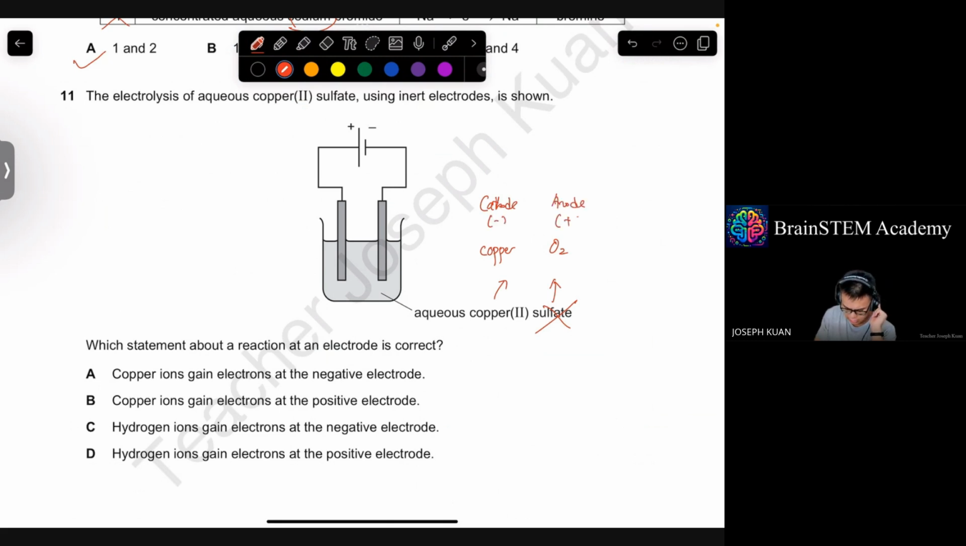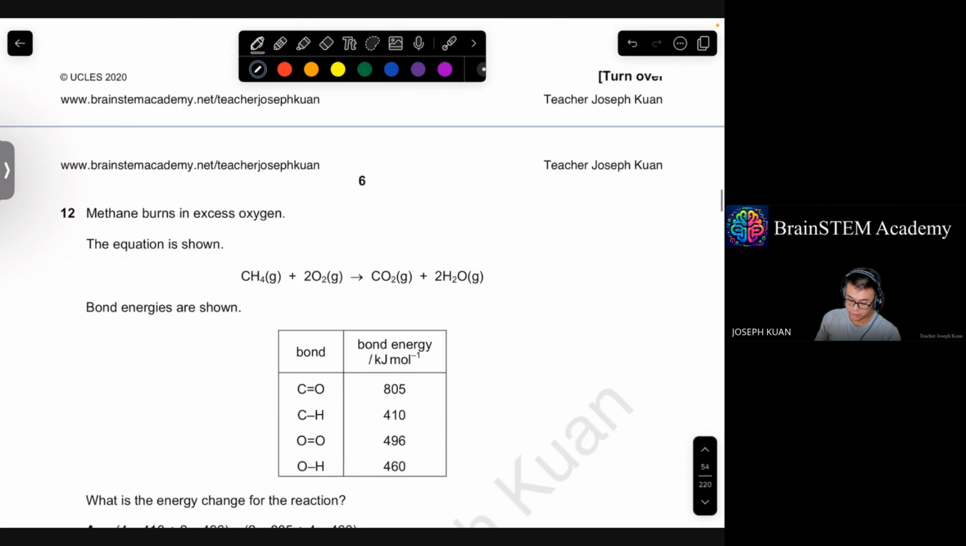So let's just double check the answers real quick. Hydrogen ions impossible because copper is present. So it's either A or B. Let's just double check. That will be A. These are our concepts regarding electrolysis. Moving on to question number 12.